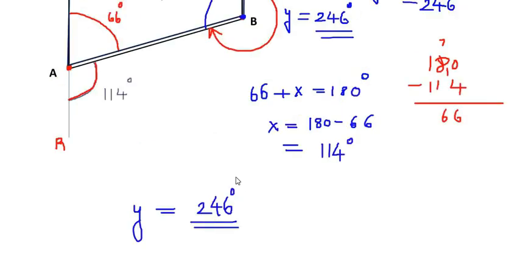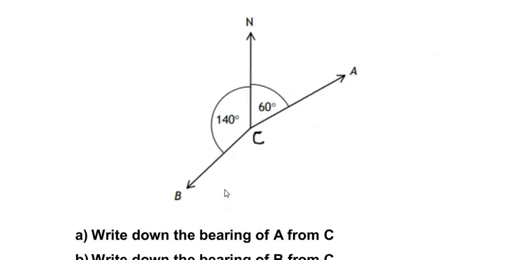Now let us look at another exam style question. Here in this question, we have to write down the bearing of A from C. So after "from", we have the point C. So we need to concentrate on point C and draw a north line from this point C. But they have already given us the diagram and they have already drawn the north line. No need to do that.